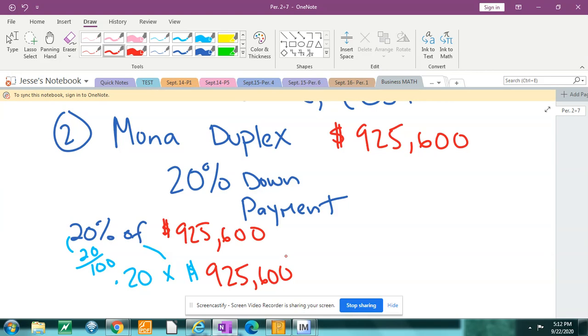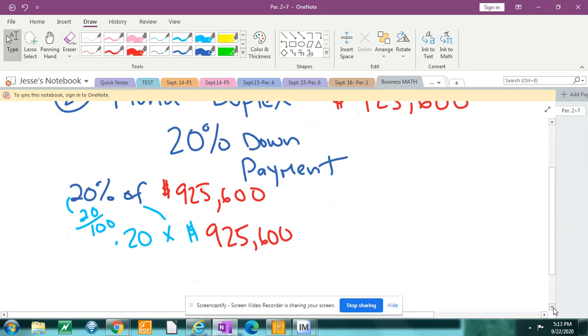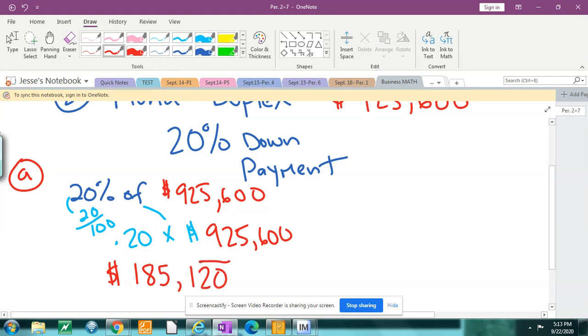And basically, as you do that, here we go. 185,000. That's my answer for the down payment, and that's for A. So here's your down payment: $185,120. That's your down payment. So I'm going to put DP, down payment.